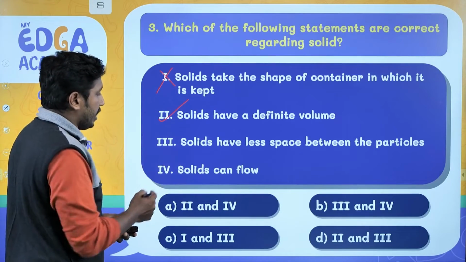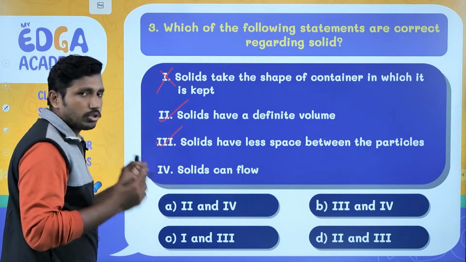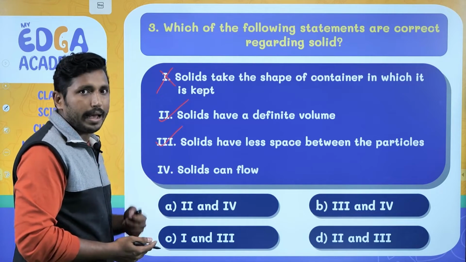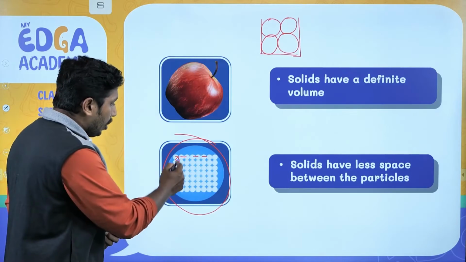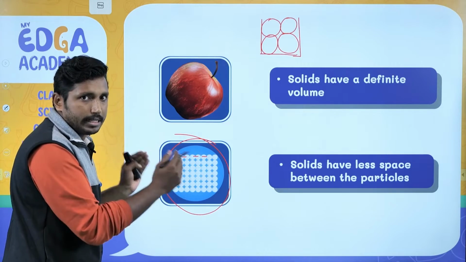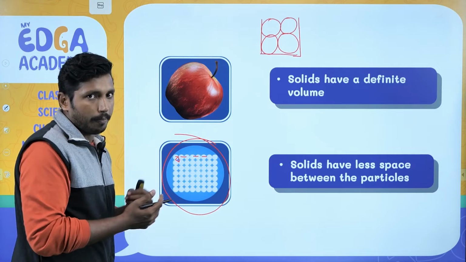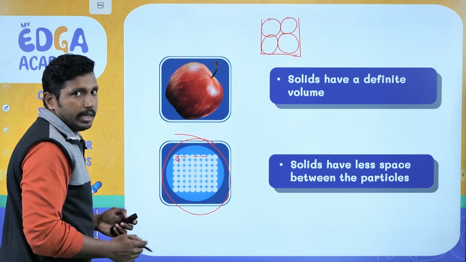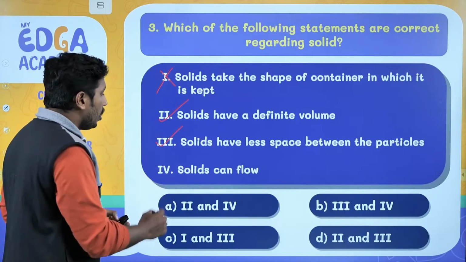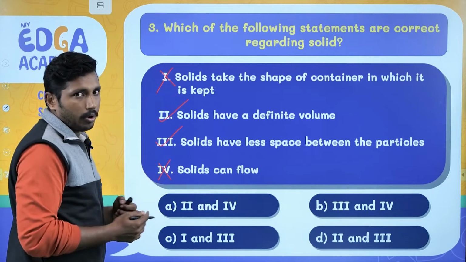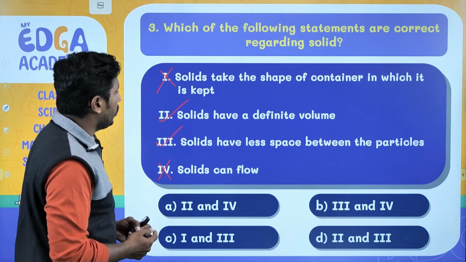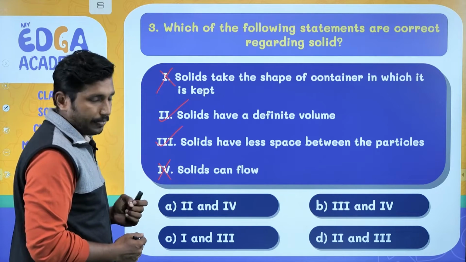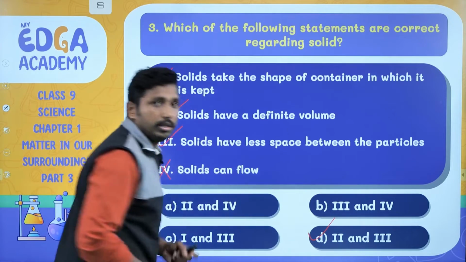So our third statement is also true. And the fourth statement tells us that solids can flow. As you know, only if the particles are widely separated can it flow. As the particles of solids are tightly packed, it cannot flow. So our fourth statement is wrong. So the right answer is that the second and third statements are true. So the correct option is option D.